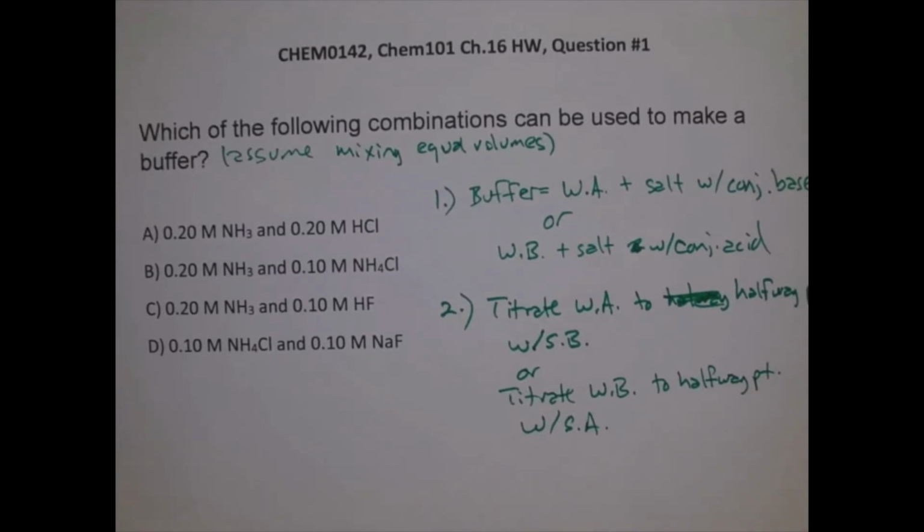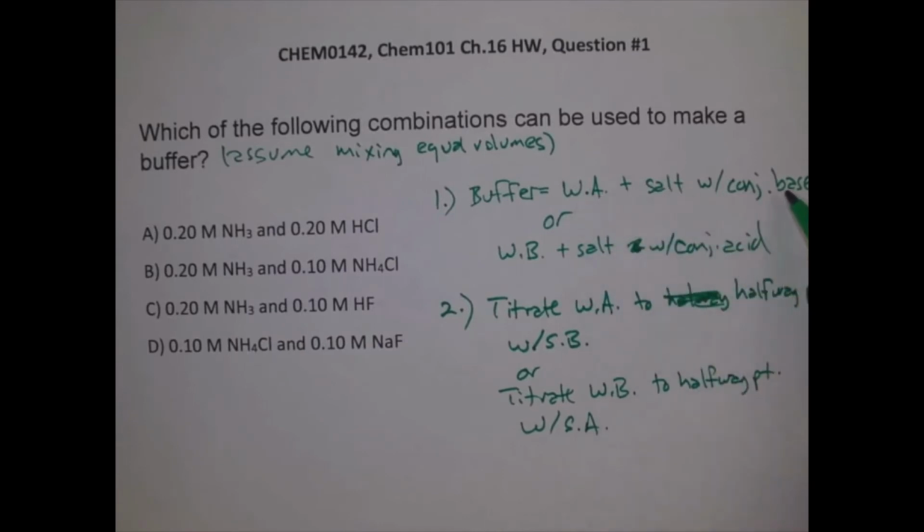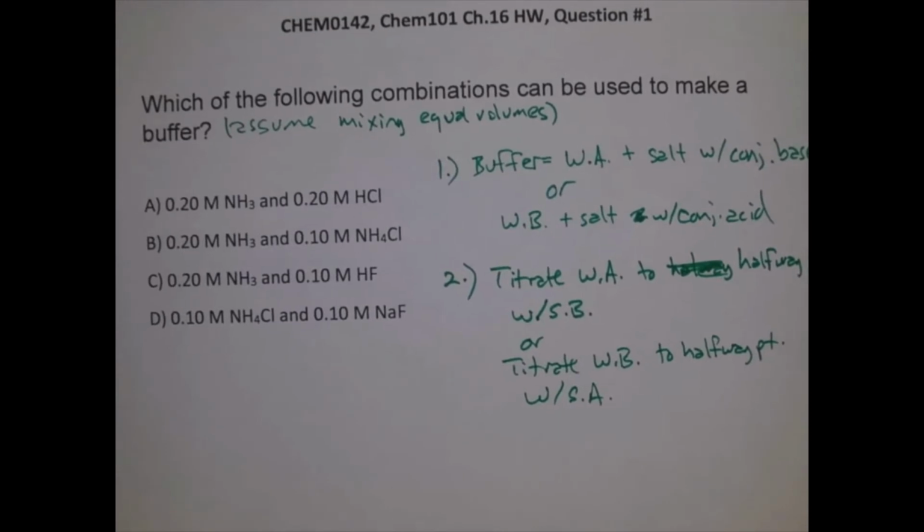You can just start from scratch and mix together a weak acid with a salt that contains its conjugate base, or you could start with a weak acid and then titrate it with some strong base until you get to the halfway point, halfway to the equivalence point. That way you also end up with a mixture of a weak acid and its conjugate base. Now we can look at all these options and see which one of them gets us to that kind of mixture.